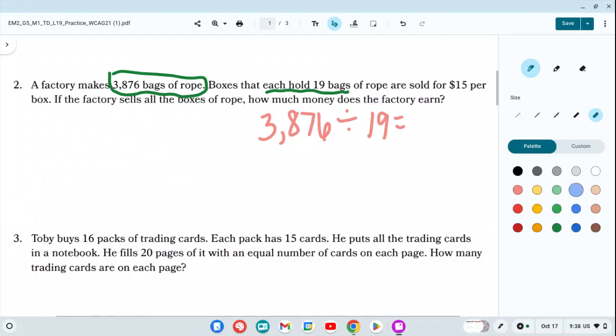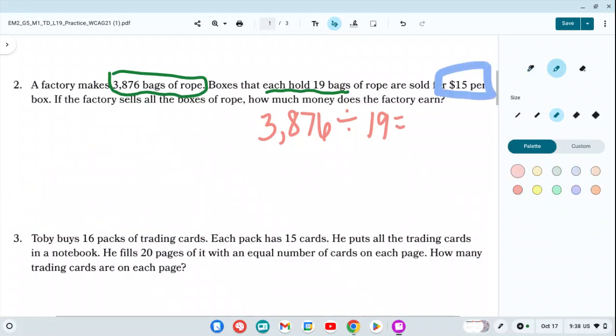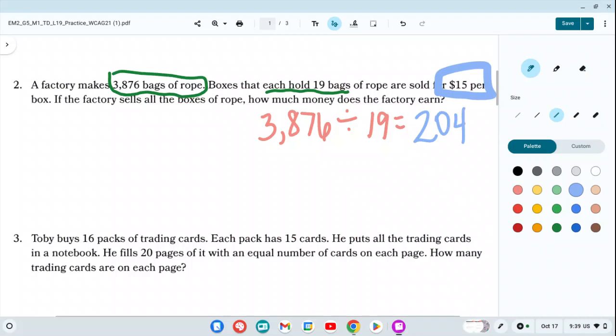Because the next bit of information we learn is that each box makes $15 a box. So take a minute, use a division strategy to divide 3,876 by 19. Go ahead and pause the video now to solve. All right, hopefully you were able to deduce, when you divide, you get 204 boxes to hold all this rope.